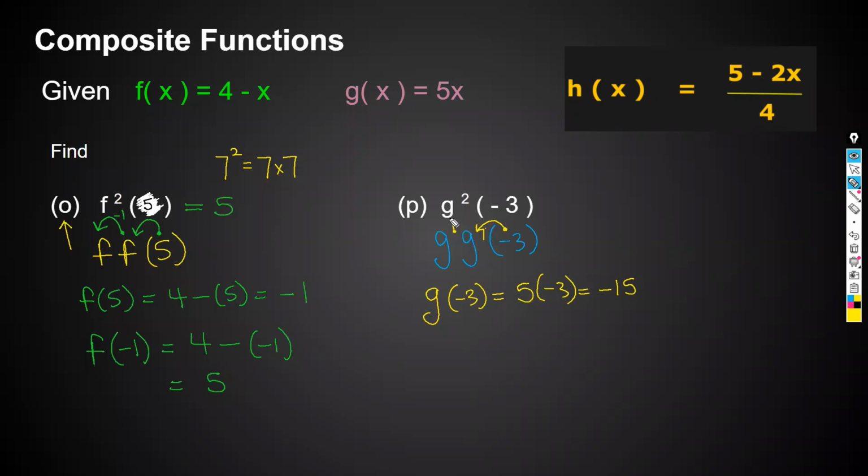We're going to take that new answer now, minus 15, and put it back into g. So right now we're focusing on g of minus 15. Look at x here. So it's 5 times minus 15. I think you'll get minus 75. Yeah, the answer is minus 75. The final answer.